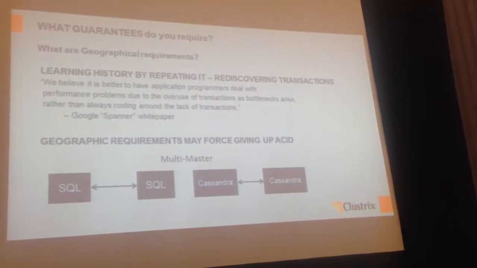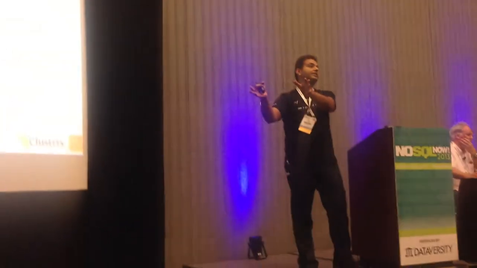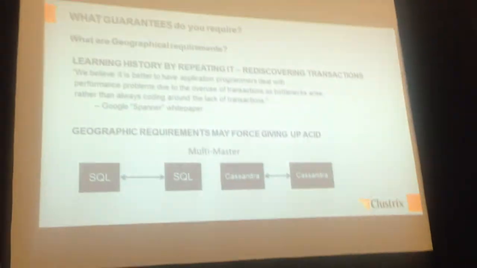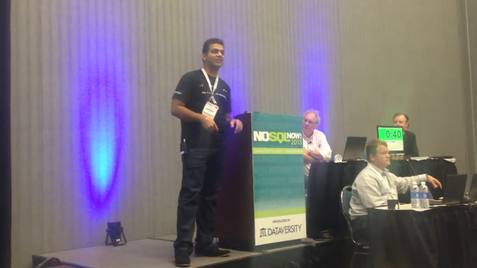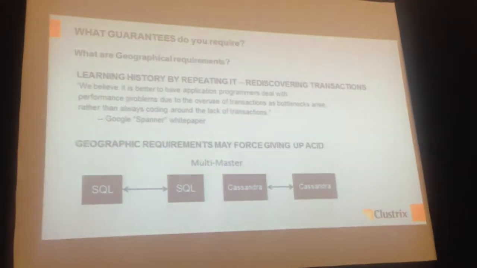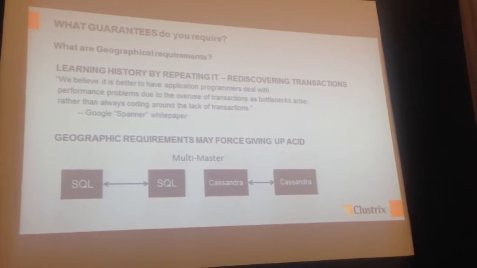Then it's the question of what guarantees you need. We were kind of in the space where we said, all right, use transactions for everything. You didn't need them for everything. Then we moved to, all right, NoSQL is great, use NoSQL for everything, and then you realize transactions are kind of good for some stuff. So use what you need. If you need transactions, use transactions. If you don't need them, don't use them. Then there are geographic requirements, right? If you are setting up a multi-master, you might need to give up ACID properties, and if anybody tells you otherwise, it's not right.